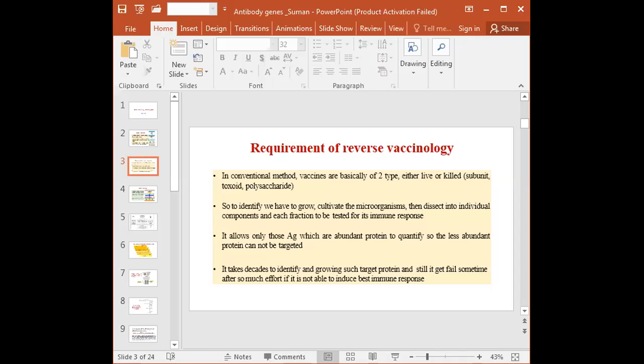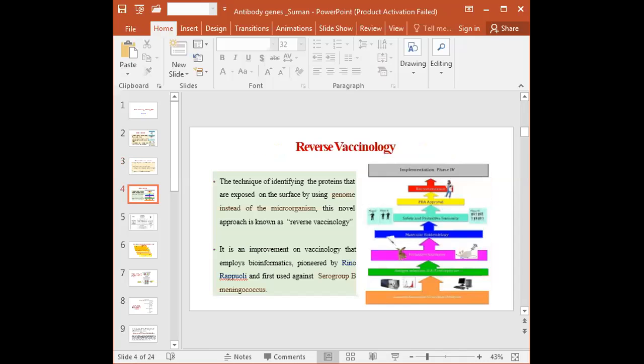So to reduce the time frame and the cost, scientists have developed a different technology, which is known as reverse vaccinology. Here, we are not using the microorganism. Instead, we are using the genome of the pathogen. And this novel approach is known as reverse vaccinology. So how can we do that?